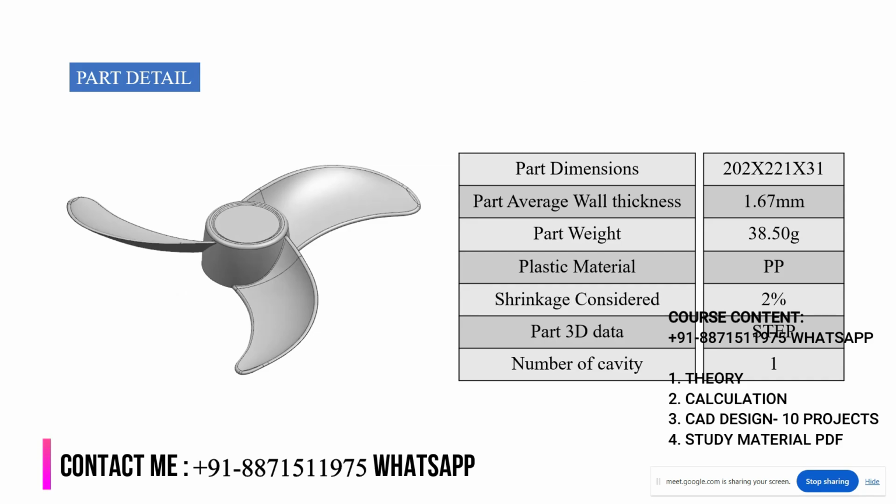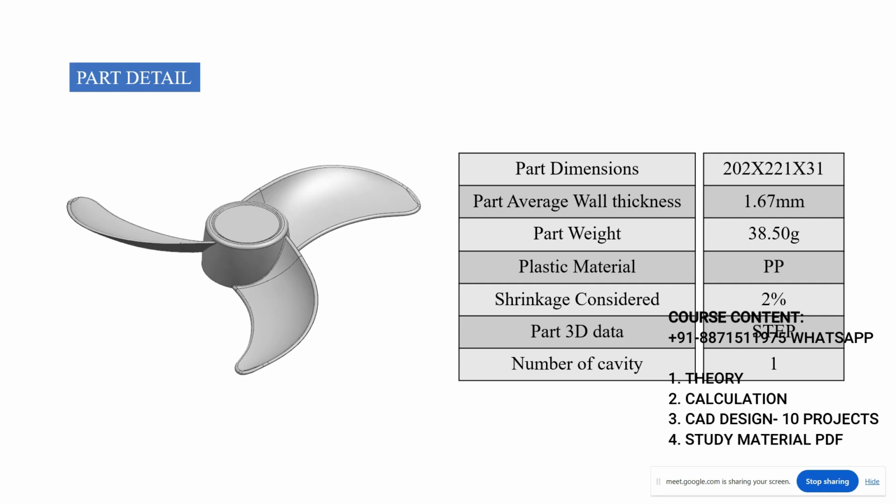See here, this is the part detail. For this specific component, I am showing the part detail. See here, the average wall thickness is about 1.67 and the part weight is about 38.50 grams.